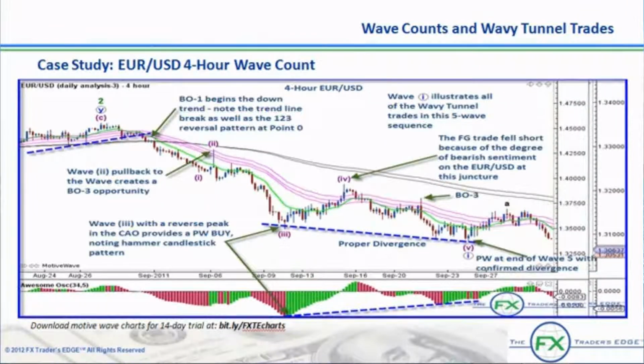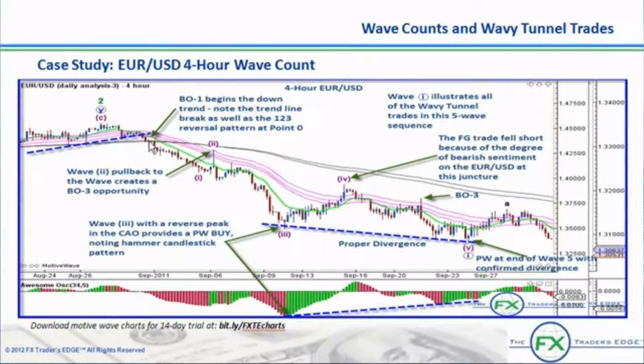The breakout 1 begins the downtrend. Notice the trendline break as well as the 1, 2, 3 reversal pattern at point 0. In the 1, 2, 3, the top is point 1, the first leg down is point 2, the correction or retracement, or pullback, is point 3, and when price trades below point 2, a sell is established. Two confirmations for the breakout 1 sell trade.